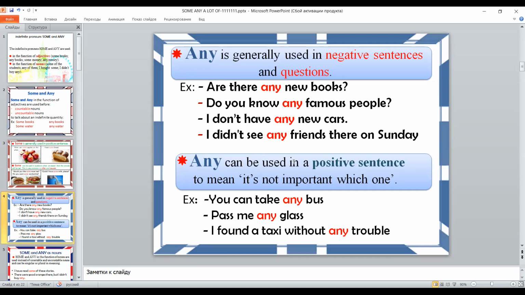Also, any can be used in a positive sentence to mean it's not important which one. For example, you can take any bus. So it means you can take bus number 1, bus number 2, bus number 3, any one. So you can take any bus. Pass me any glass. I found a taxi without any trouble.